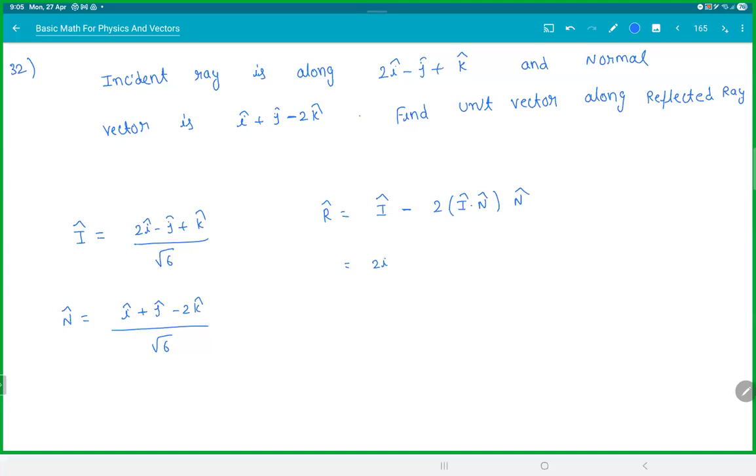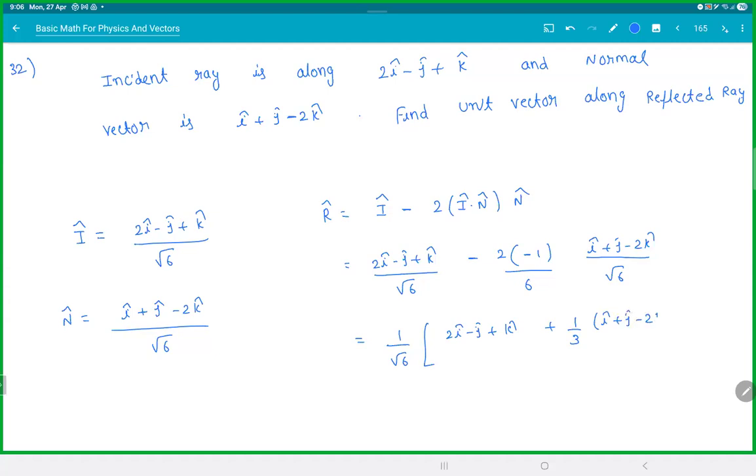Substitute here: 2I minus j. I dot n will be 2 minus 1 minus 2. That would be minus 1, by root 6. And n cap will be I plus j minus 2k by root 6. That would be 1 by 3. So take out 1 by root 6 common, and you end up with 1/3 of I plus j minus 2k.